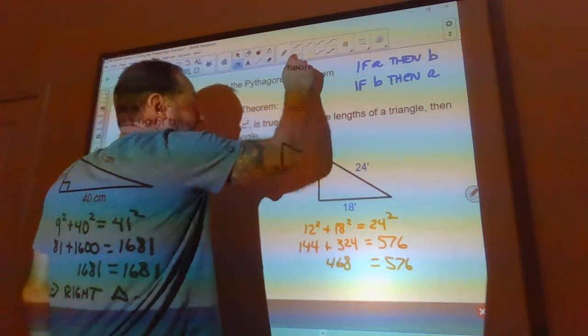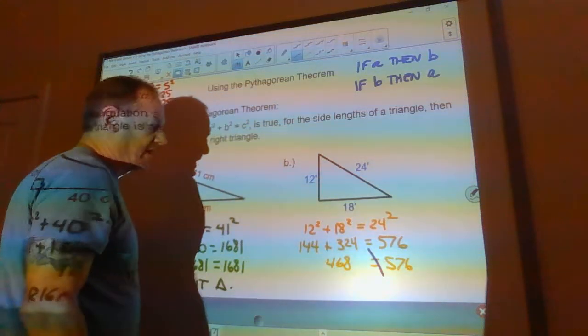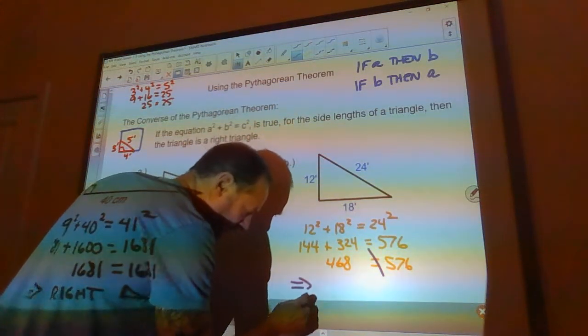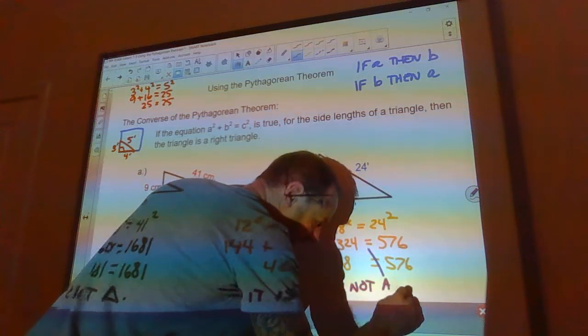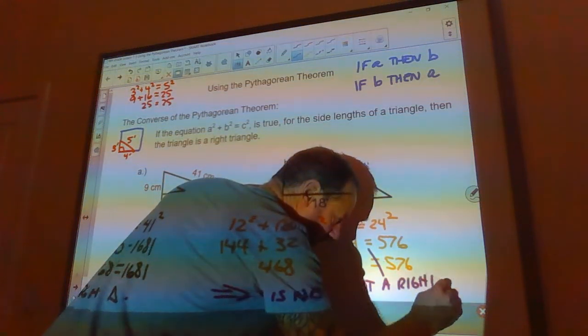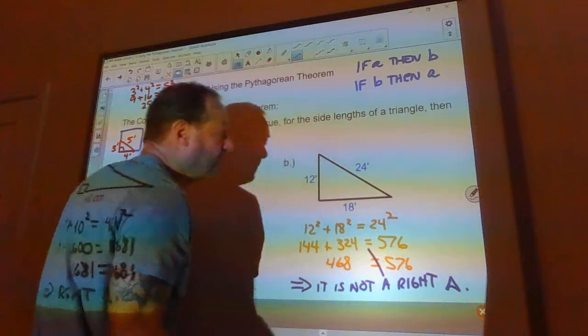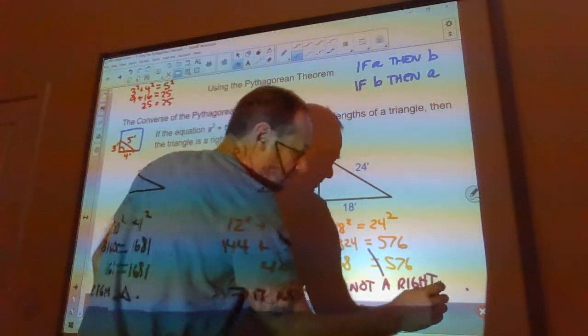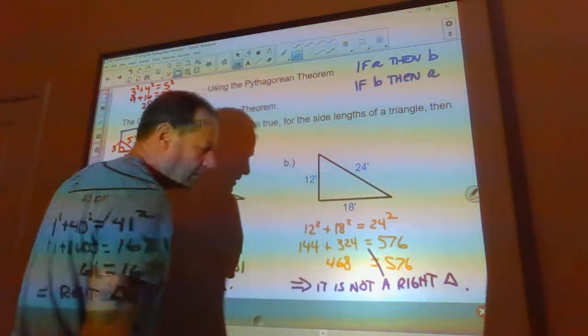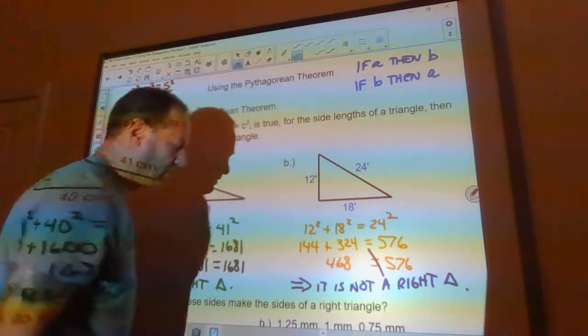Okay, so we know this is not equal to that, so that implies it is not a right triangle. And that's a terrible triangle, so we're going to do that again. Okay, still not great, but we're going with it.